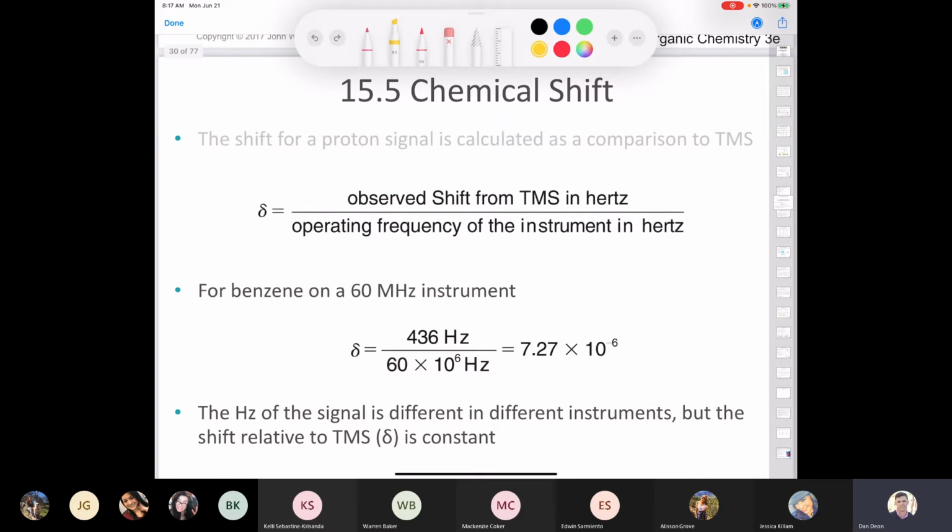Well, what you would find is if you ran the NMR spectrum of benzene on that spectrometer, you get a different resonating frequency, is what I should have said, not chemical shift. But you divide that by the operating frequency of the spectrometer, and what do you get? You get the exact same number that we did with the 300 megahertz instrument.